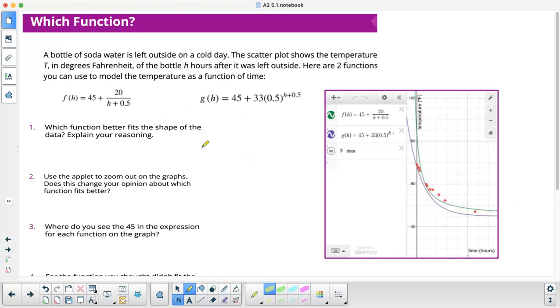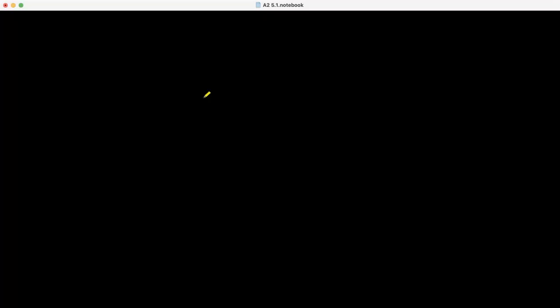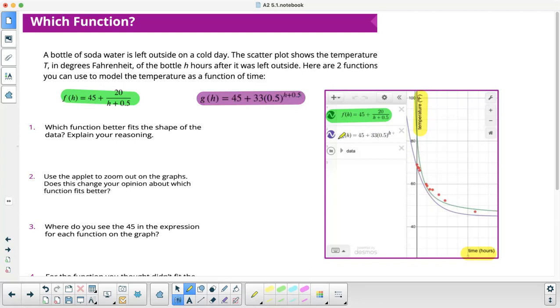Okay. So the next thing here, we have a scatter plot, and it's plotted, I think, in your book. I have it all plotted here on the graph. They plotted a bunch of different temperatures. The y-axis is temperature and the x-axis is time in hours after the soda was left outside. There are two functions there. There's f of h, which is right here on the graph. We'll call that the green graph, because the color mark next to the function is green. And the other one is purple, the purple function right here, and it's on the graph as a purple graph.